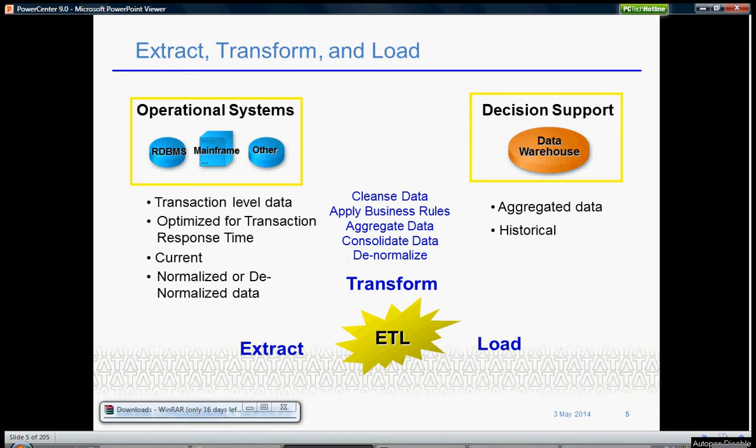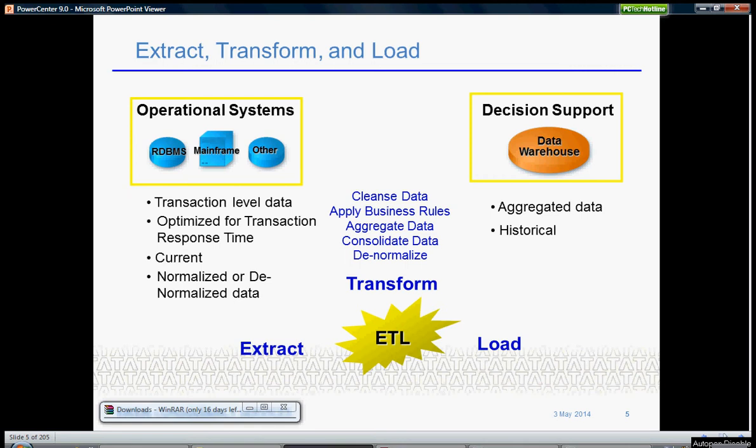And transform involves various logic which is used to implement the business logic. It's like cleansing the data. Cleansing the data is nothing but making the data conform to the standards used by the business. We can apply the business rules. We can aggregate the data. Aggregation is summing up the sales data or summing up the internal inventory, etc. Consolidate the data. Consolidation is where we pull the data from various sources, consolidate it together, and then load it into the data warehouse. And denormalize is used for reporting purposes.